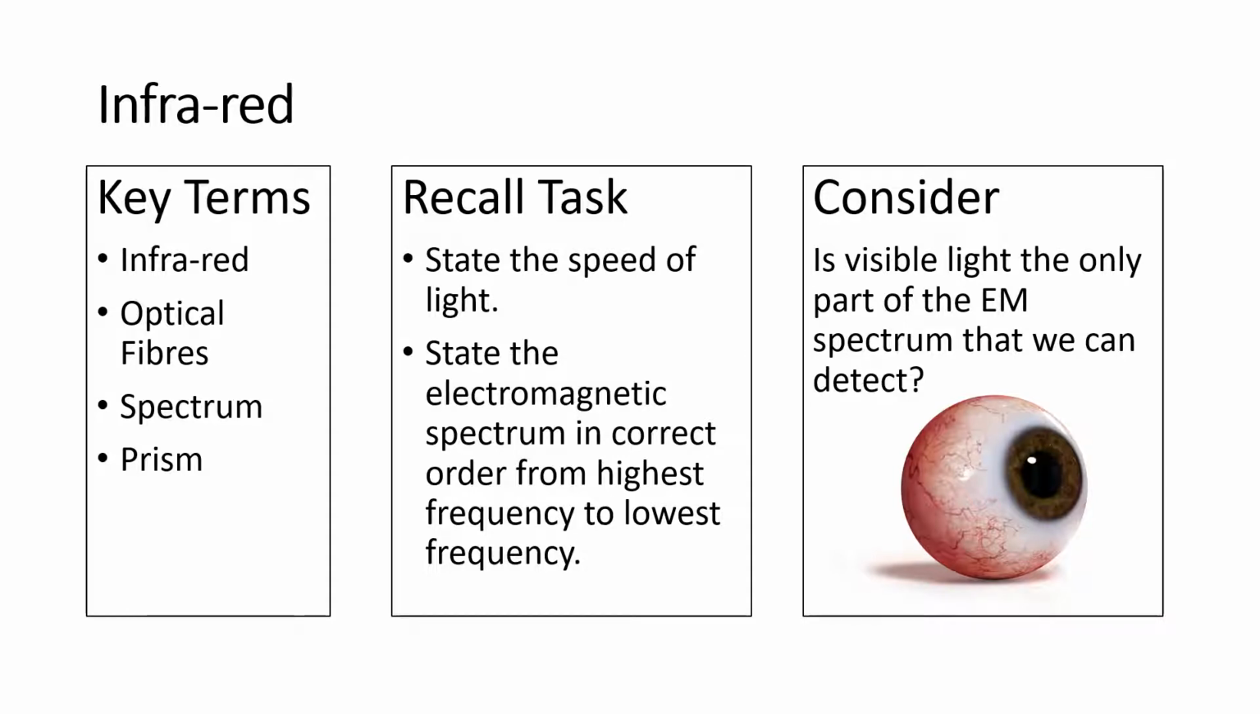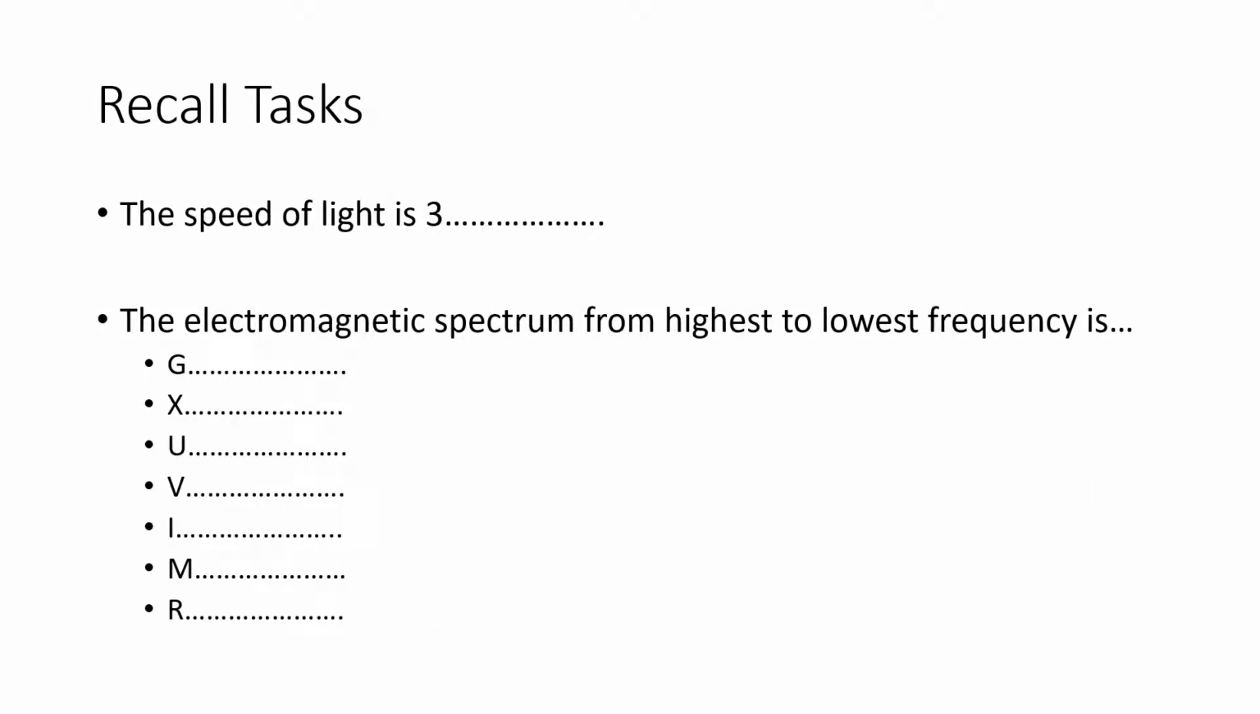So a clue for your recall tasks: the speed of light is 3 something, and the electromagnetic spectrum in order from highest to lowest frequency is. Again, pause the video if you need to write anything down.